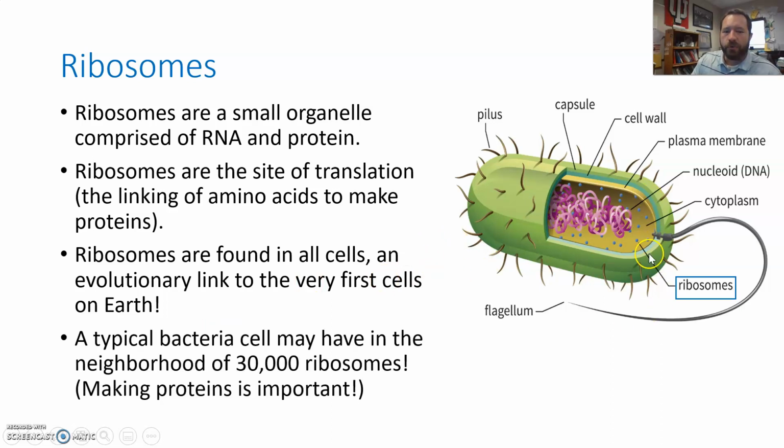Typically, I know we've got a lot of blue dots here, but it's not nearly enough. Typically, a bacterial cell will have in the neighborhood of 30,000 ribosomes inside of it at any given time. Making proteins is a really, really important job for the cell.